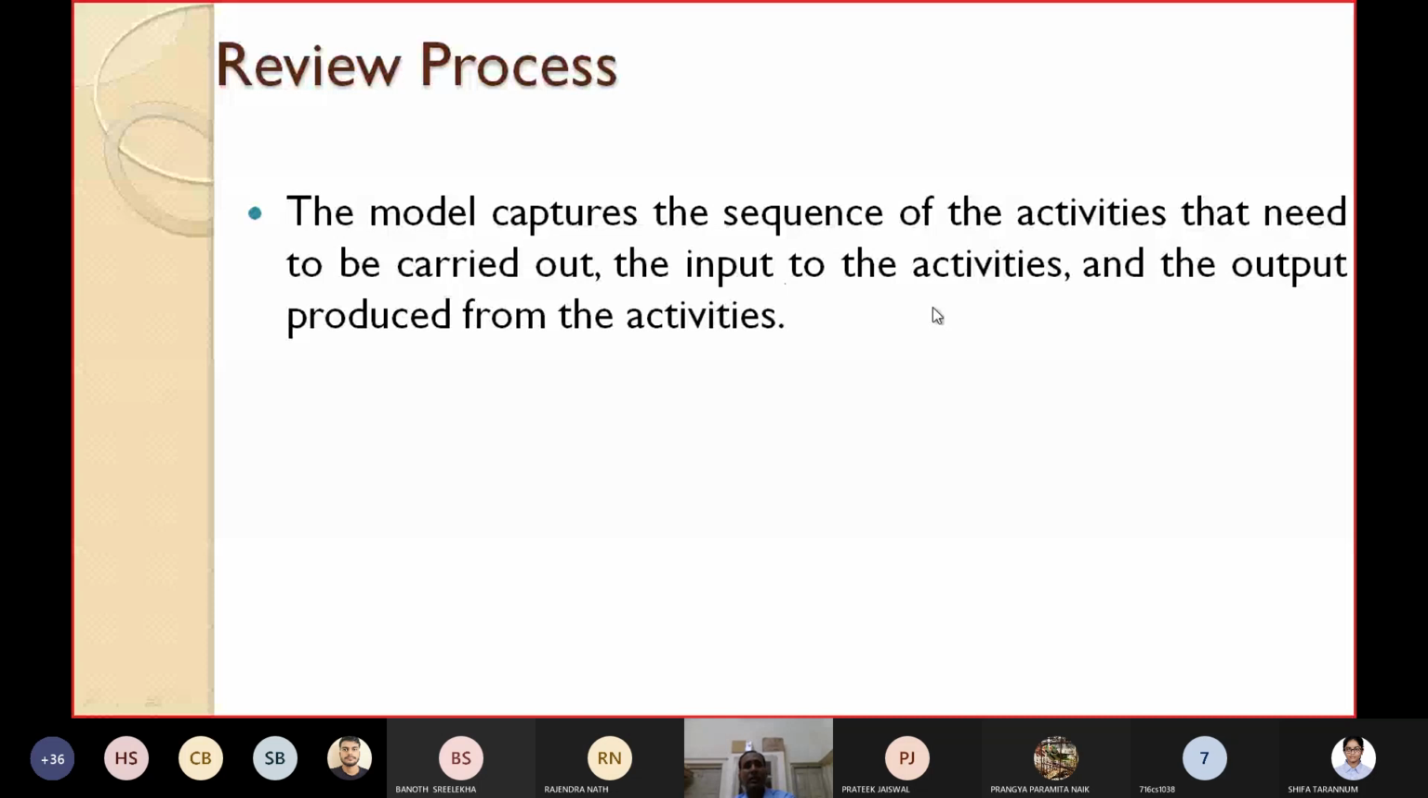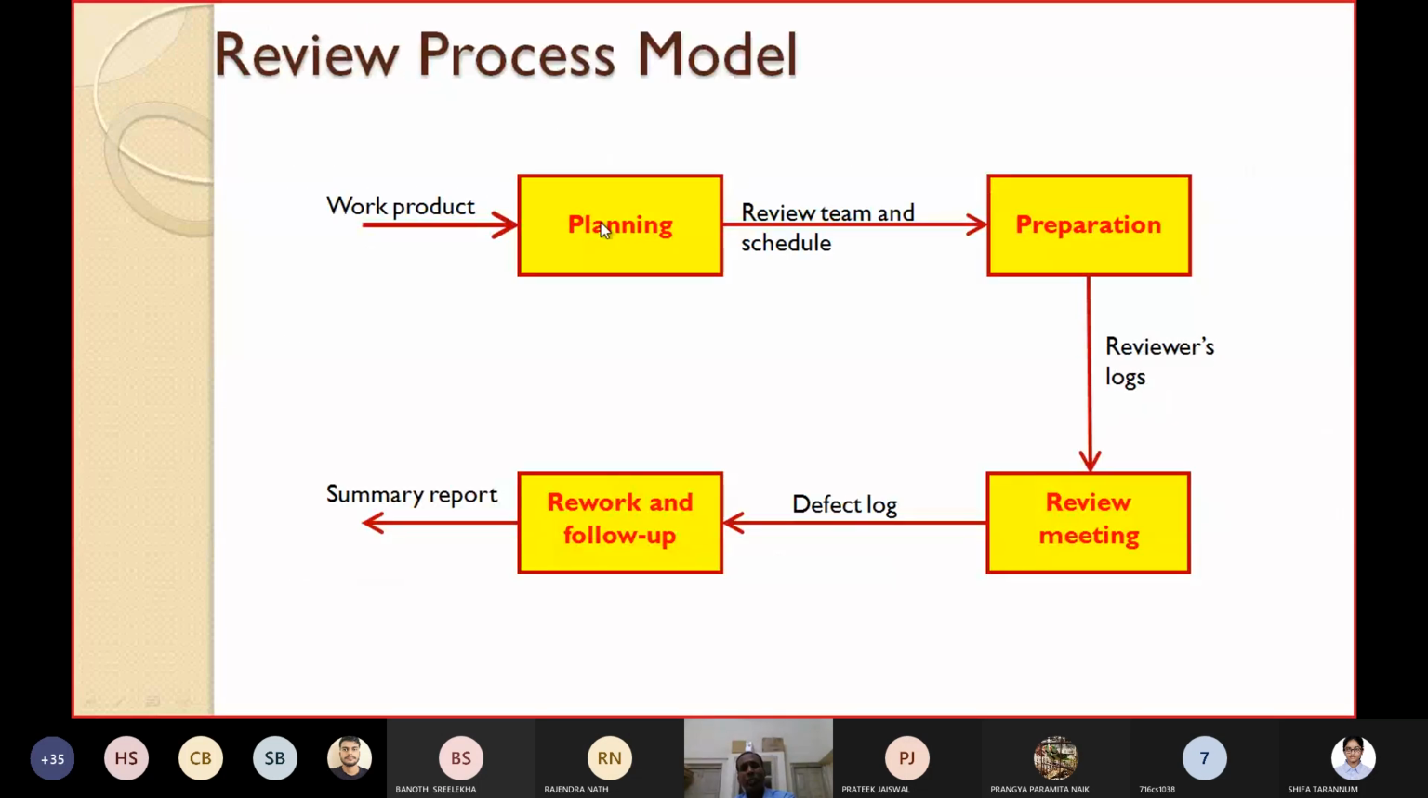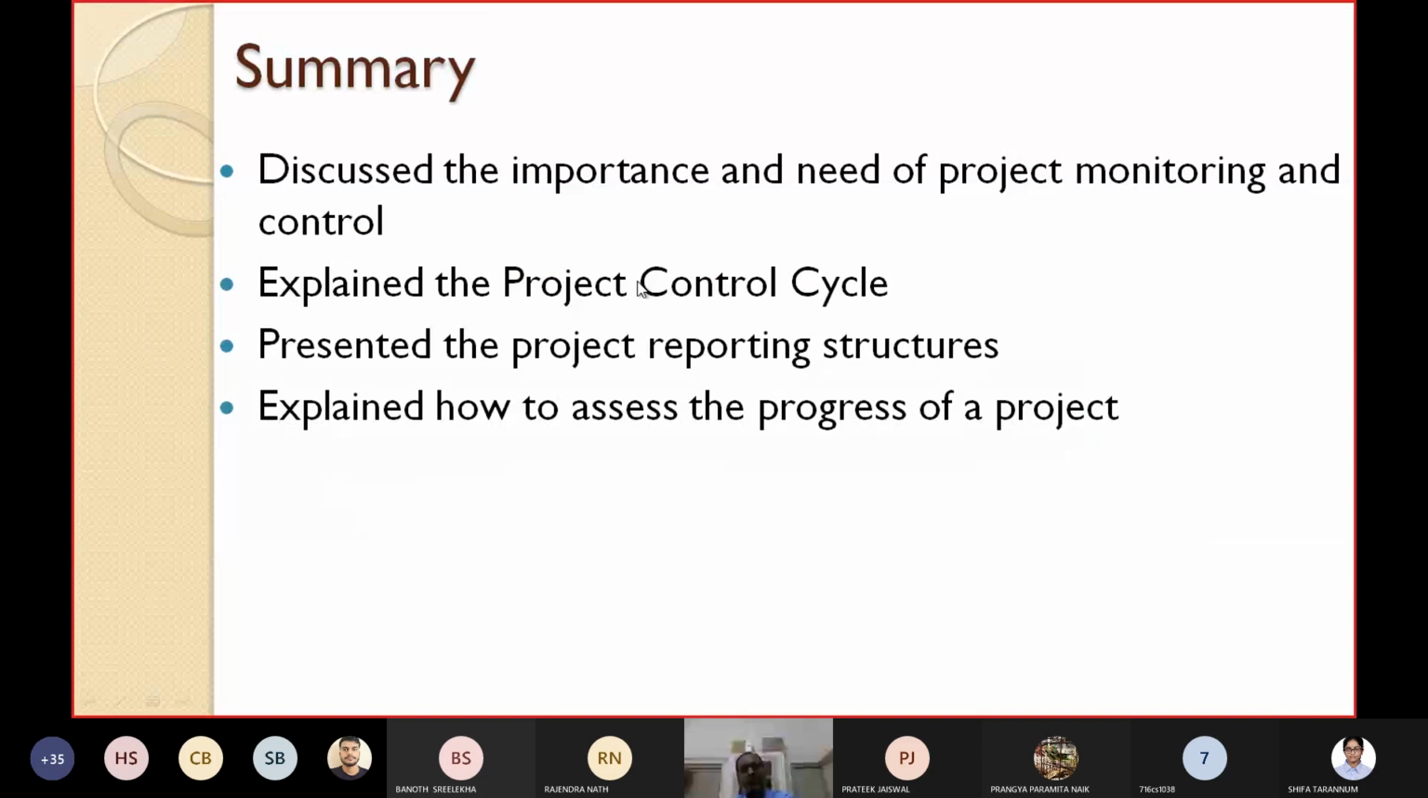Here we have seen what input you are supplying to every activity, what output is produced from every activity, what steps you are following, and finally what output is produced. That is shown in this review process model. This is easy, you please read yourself. So this is something about this review process.